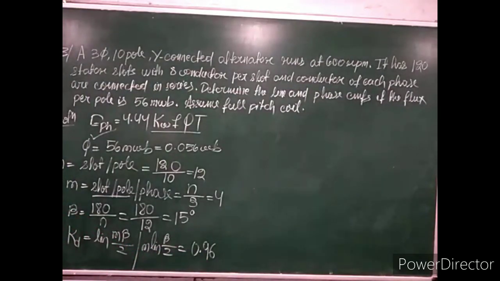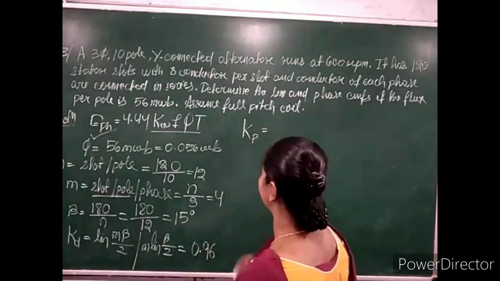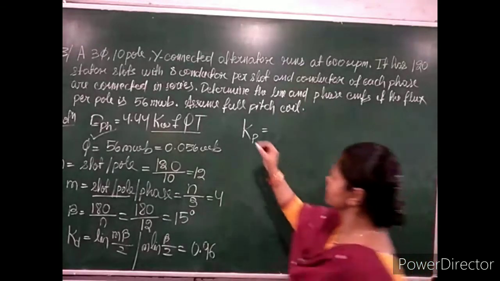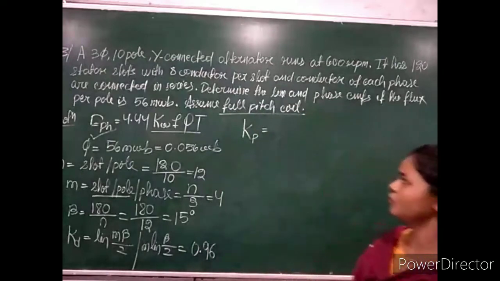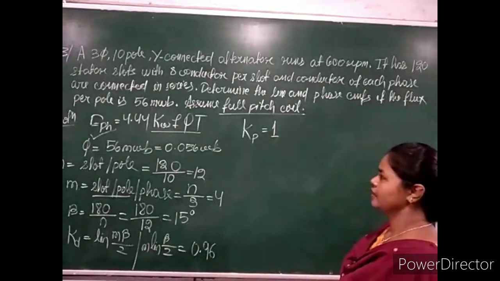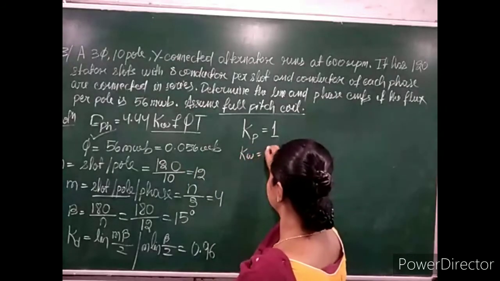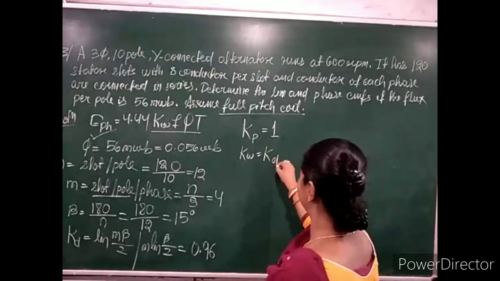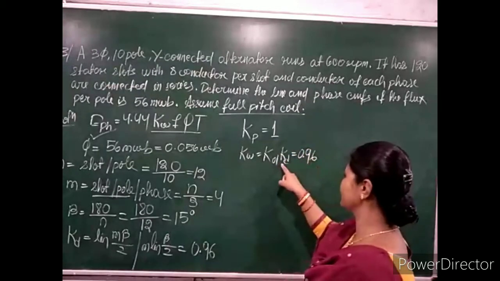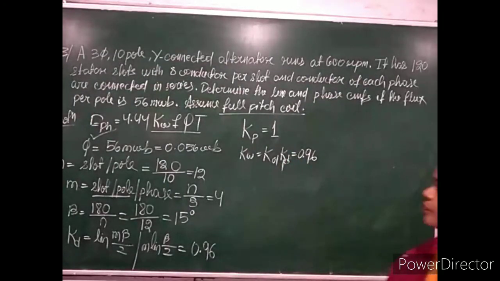Then you find pitch factor or coil span factor. As in the given question, it shows that the coil is full pitched, hence Kp is 1 here. We find Kw, which is the product of pitch factor and distribution factor, which gives 0.96 because our pitch factor is 1 here. So it is equal to the distribution factor.